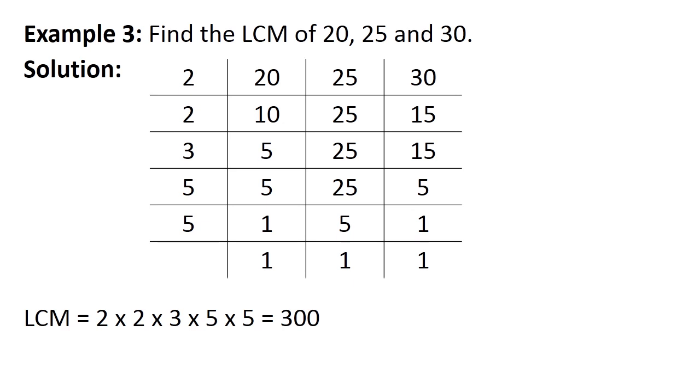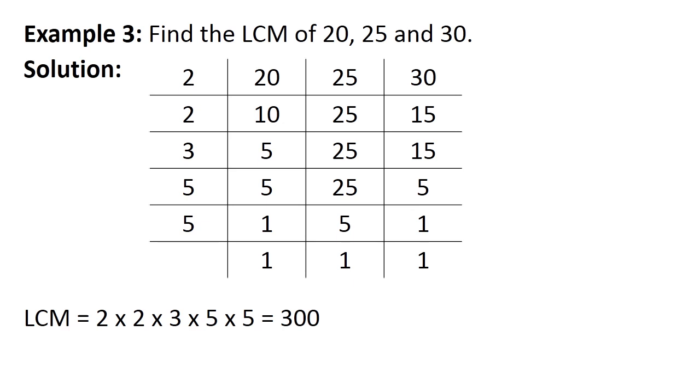Now again with number 2 you are going to divide. 2 5s are 10. 25 as it is, 15 as it is. Now with 3. 5 as it is you will write, 25 as it is you will write, and 15, that is 3 5s are 15.